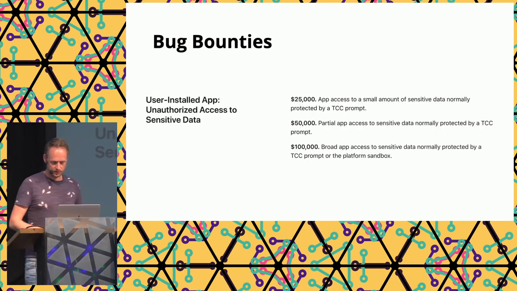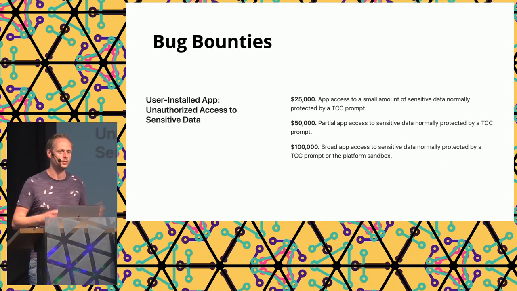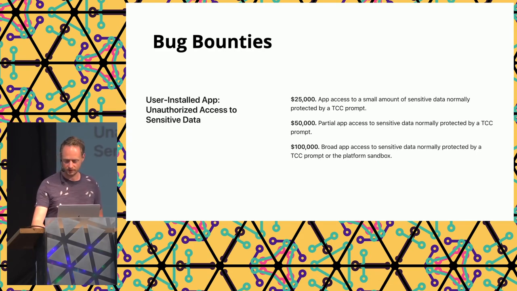So this is the bug bounty description from Apple. As you can see, they really believe in TCC because a bounty for TCC can go up to $100,000 if you know how to find a way to access the camera even though your application doesn't have the permission for this. So Thijs will now show you how you can do that, actually.